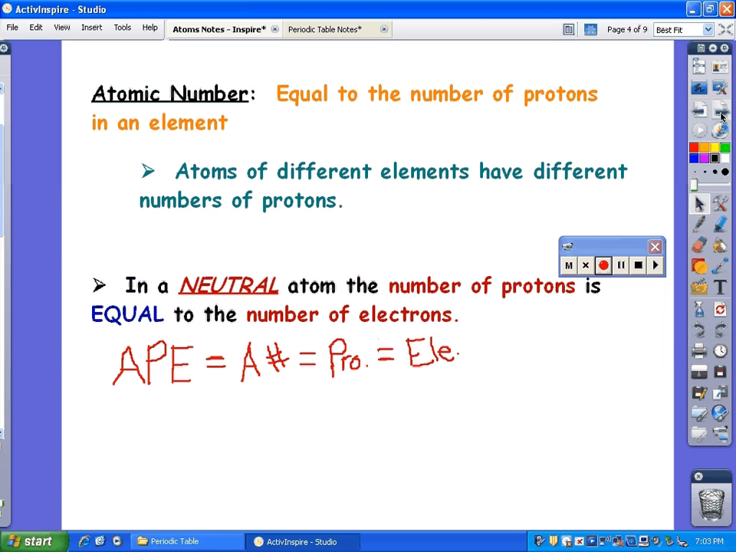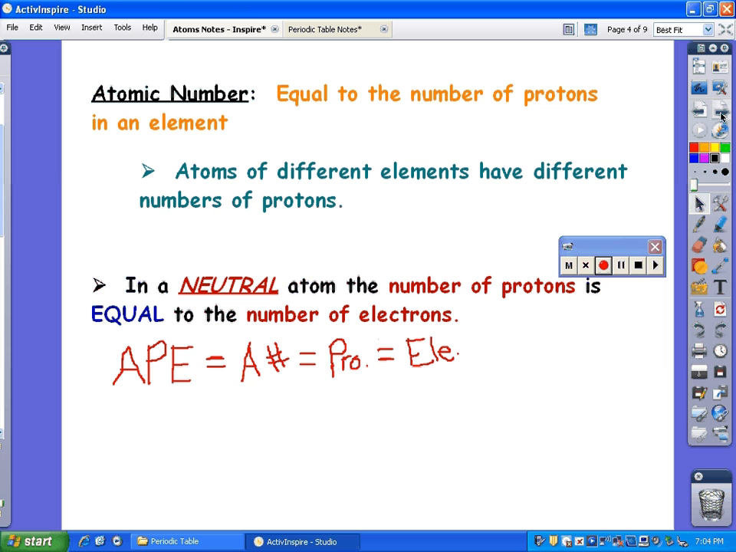The atomic number is equal to the number of protons in an element. It's the number at the top when you look at a chemical symbol or an element on the periodic table. Atoms of different elements have different numbers of protons. That's very critical to understand because oxygen has 6 protons, nitrogen has 7 protons, or maybe oxygen has 8, I don't know. Anyway, the difference between one element and another is the number of protons.